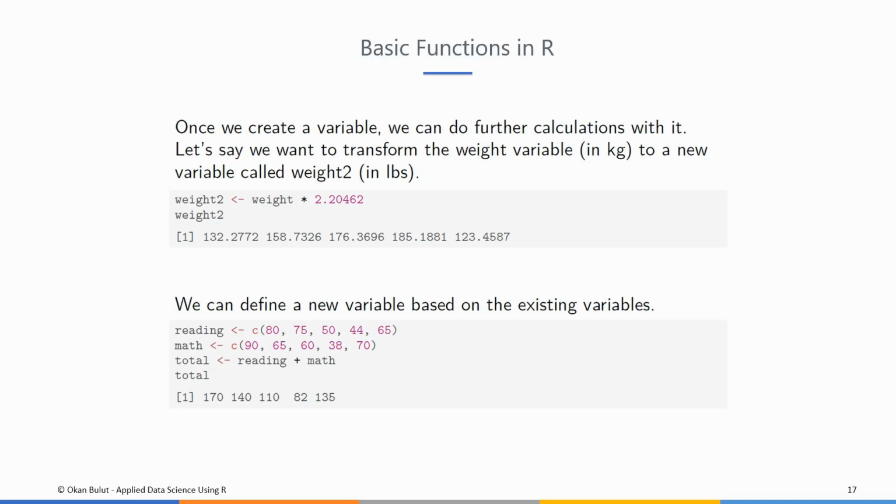And like I said, we can also define a new variable based on the existing variables. So let's say we define a reading variable and a math variable. Those are, let's say, test scores. And if I want to create a total test score, I can add them up. But at this point, just realize that they have the same number of values in them. Reading has 5 values, math has 5 values. When I add them up, R knows that both of them have 5. It matches them one by one. So at the end we get the total scores, and I save it as total score, and then we get the total scores like 170, 140, and then it goes like this.